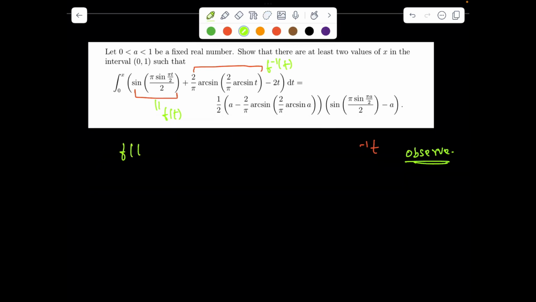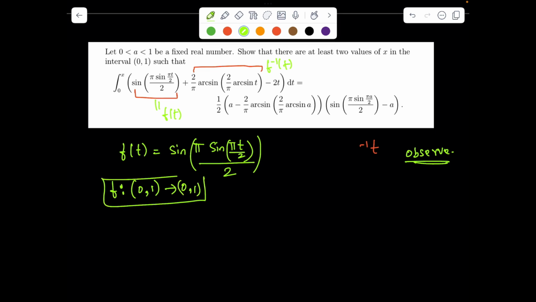With this motivation, now we are ready to tackle this problem roughly. So if I define f of t as sine of pi sine pi t over 2 divided by 2, we know the function is bijective from the interval 0 to 1 to 0 to 1, because it is one-one and onto. Hence the existence of an f inverse is guaranteed, and f inverse also exists within the same interval 0 to 1 to 0 to 1.